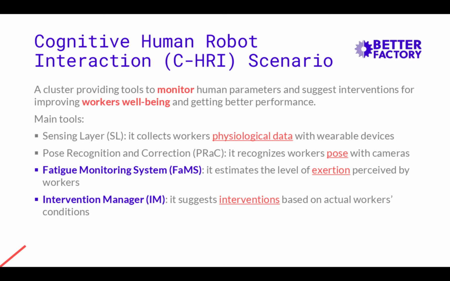The sensing layer, SL, and the pose recognition and correction, PRIC, are in charge of collecting data from sensors and cameras. SL exploits wearable devices to collect physiological data like the heart rate, while PRIC exploits 3D cameras to detect the current worker's pose. Physiological data are read by the Fatigue Monitoring System, FAMS, which is capable of estimating the level of exertion perceived by workers. The predicted values, together with the poses recognized by PRIC, are read by the Intervention Manager, IM, to suggest rule-based interventions, given the actual worker's conditions.